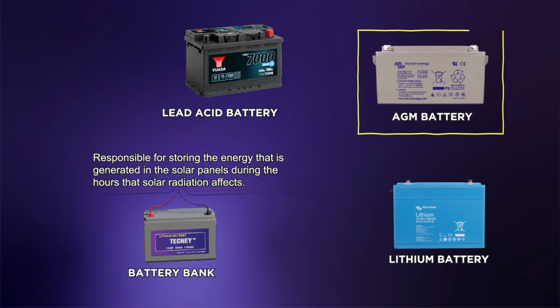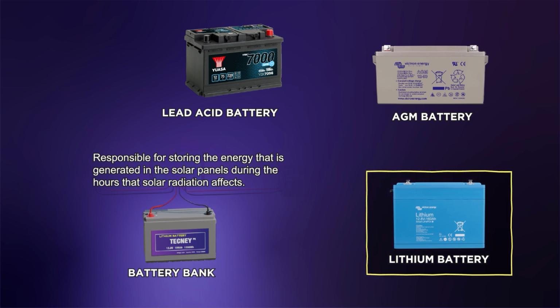AGM batteries. They are an excellent option for small and medium-sized photovoltaic installations as it is a demanding type of battery with a long useful life and high efficiency. Due to their nature, they do not require special maintenance or periodic review of their internal acid levels.